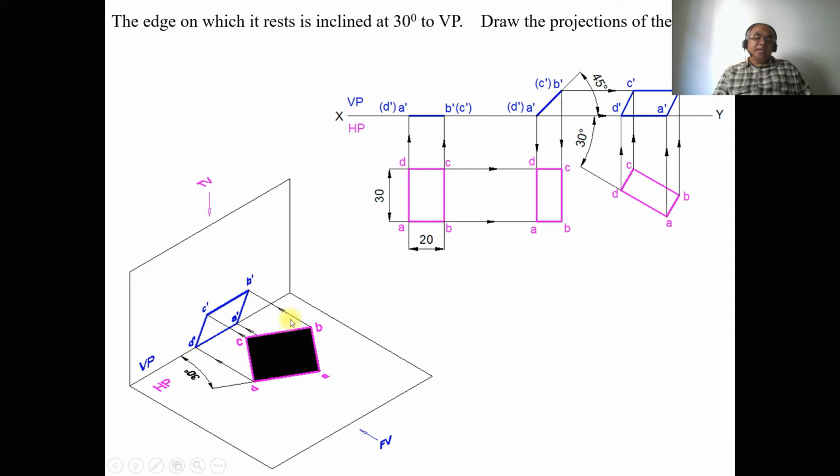Even in the 3D analysis, you can see that A dash, D dash is on the XY line and B dash, C dash is above the XY line. This sketch and this sketch are one and the same. Actually, this is the one which we need to write, but in the top view, we have not shown this drawing, because of having better clarity. That is the reason why we have not shown it here.